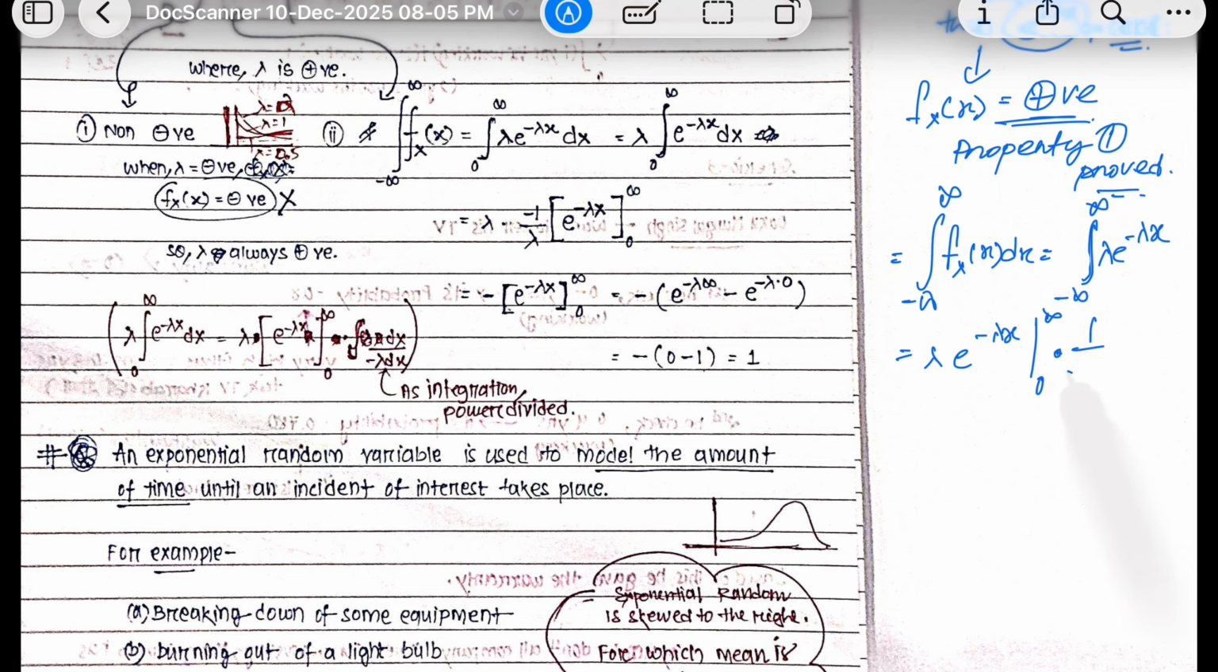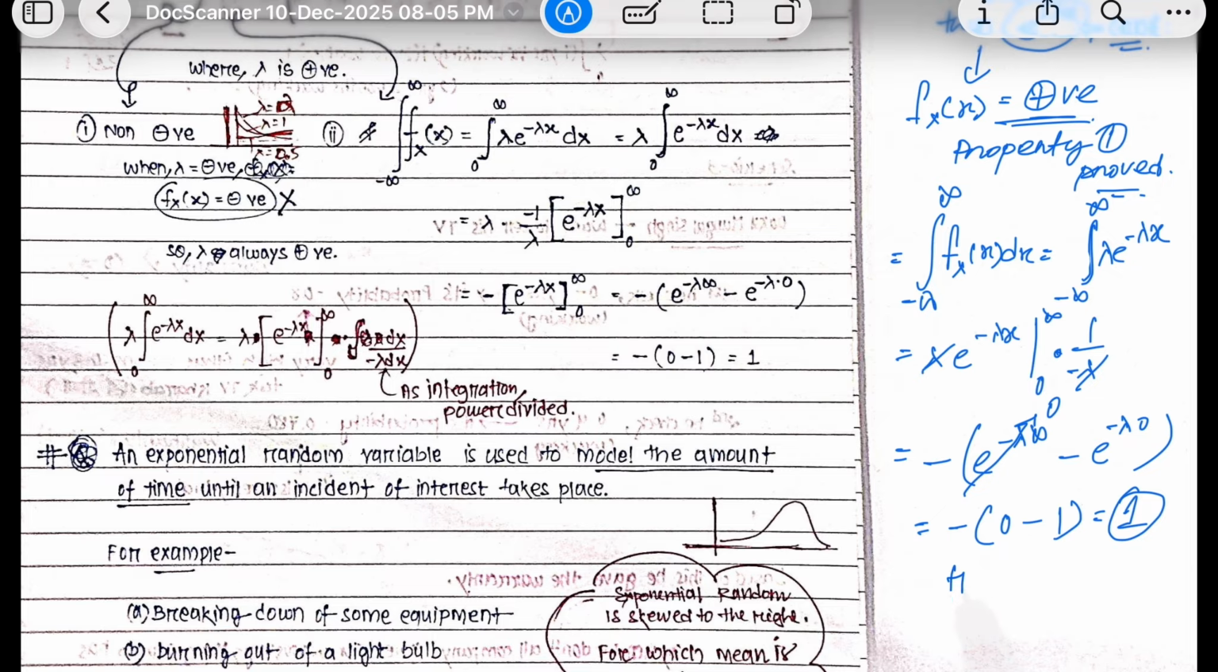The integral equals minus of e to the power minus lambda infinity minus e to the power minus 0. The value e to the power minus infinity is 0, but e to the power 0 is always 1. So minus of 0 minus 1 gives 1. Hence property 2 is also true.